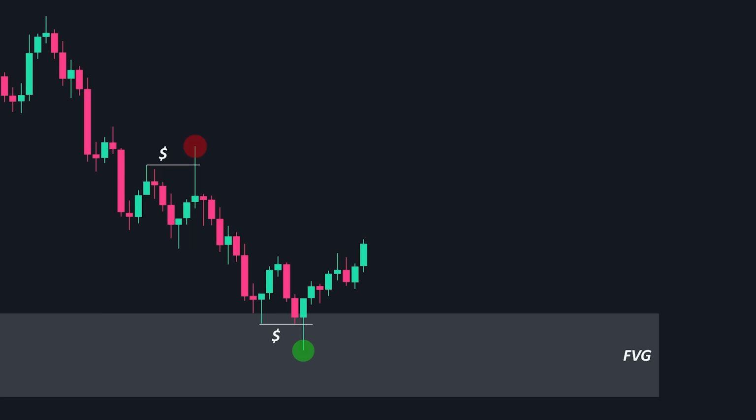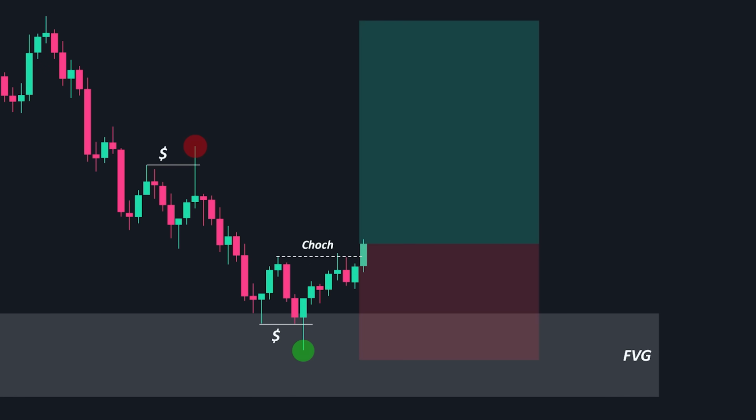In other words, it forms a change of character. Now it's time to open the trade. You can place your stop loss below the low of the liquidity grab, and your target can be the next important level on the higher time frame.